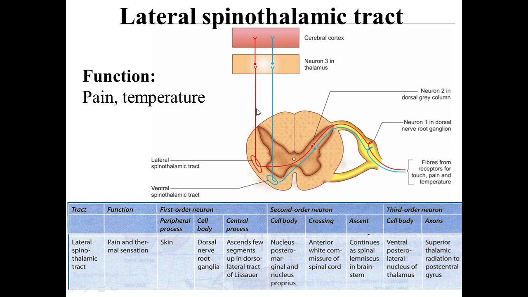Now these fibers continue as the spinal lemniscus in the brainstem, and then they enter into the thalamus and synapse with the ventral posterolateral nucleus of the thalamus. Here the third order sensory neurons arise, which enter into the sensory cortex of the cerebrum. So the lateral spinothalamic tract conveys pain and temperature sensation.